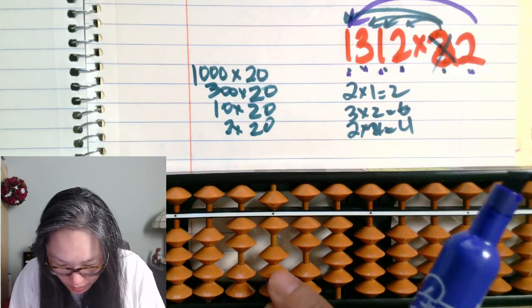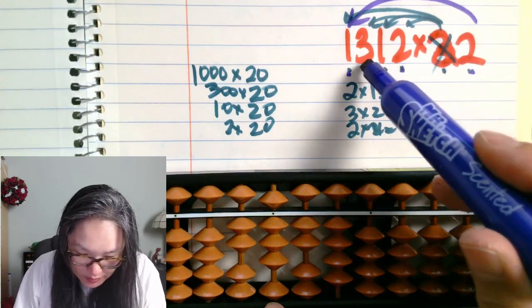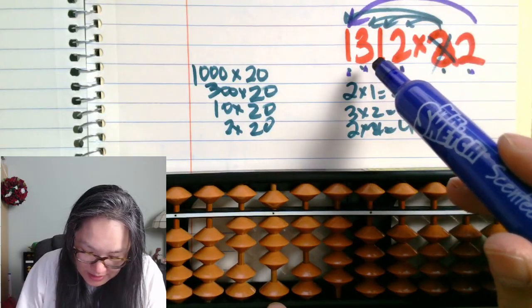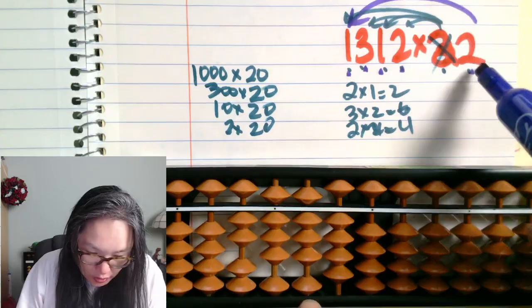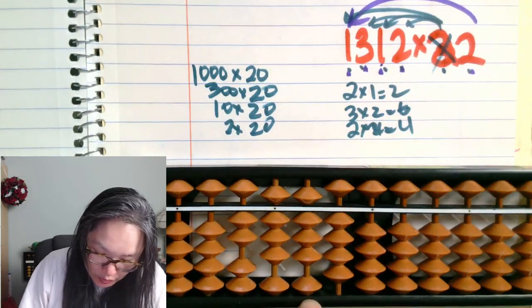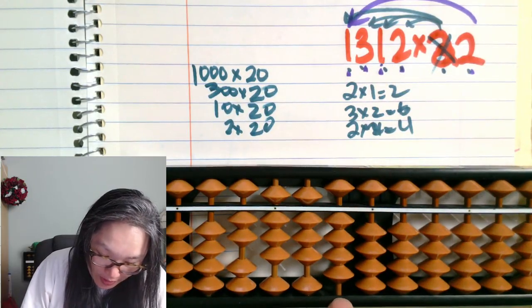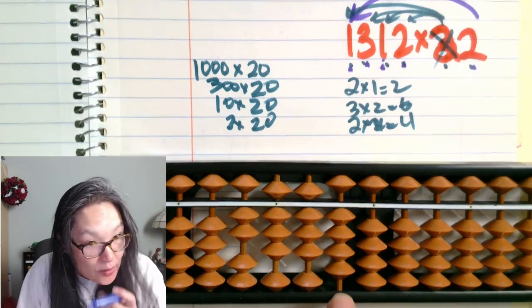I go back one column, I add 2. 2 times 3 is 6. 6 is a single digit. I go back one column and I add 6. 2 times 1 is equal to 2. 2 is a single digit. I go back one column. I need to add 2.